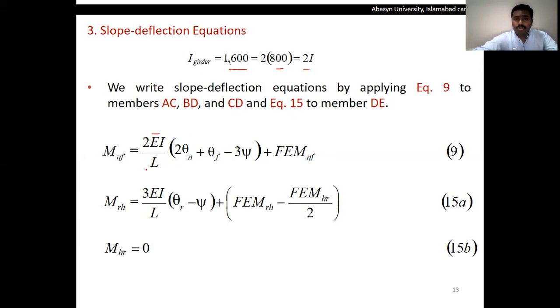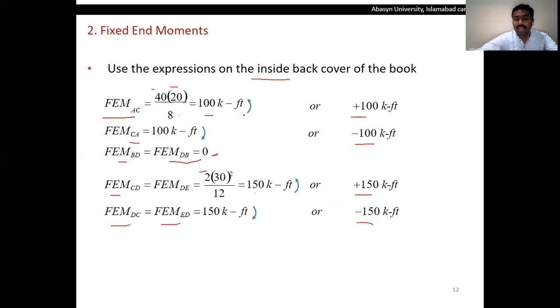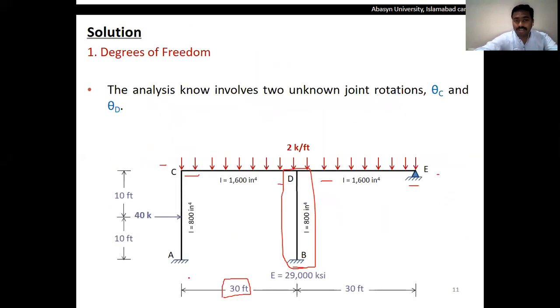And we have to use this simple basic slope deflection equation, which is M_NF is 2EI over L into 2 theta N plus theta F minus 3 psi plus fixed end moment NF, where N is the near support and F is the far support or far end of the member. This is the simple slope deflection equation, which will be applied on the members A to C, B to D, and C to D, which are basically vertical members. That is member A to C, member B to D, and member C to D, where we do not have any pin support or hinge support at the end.